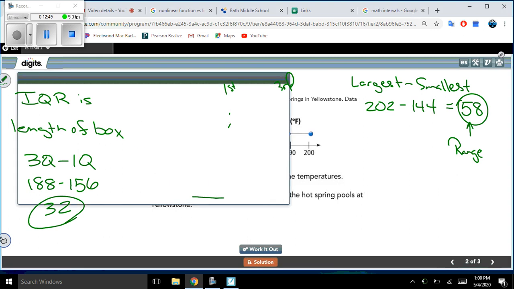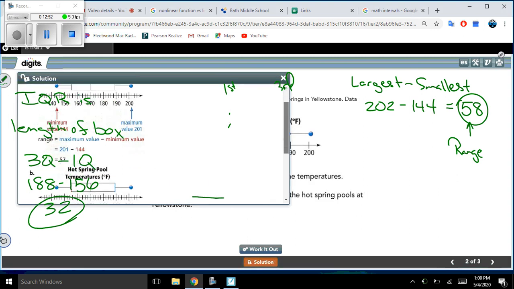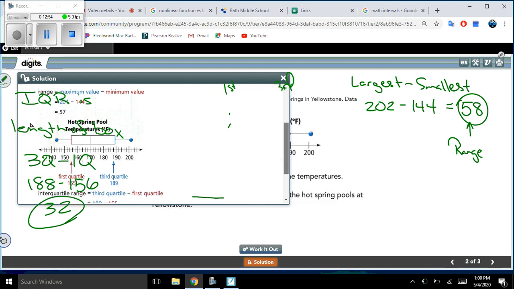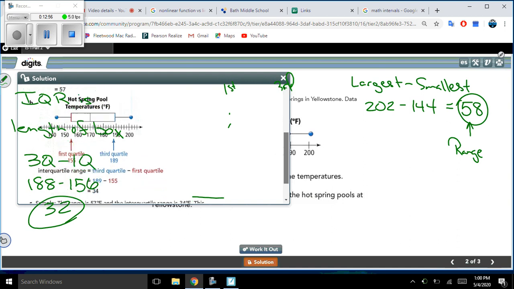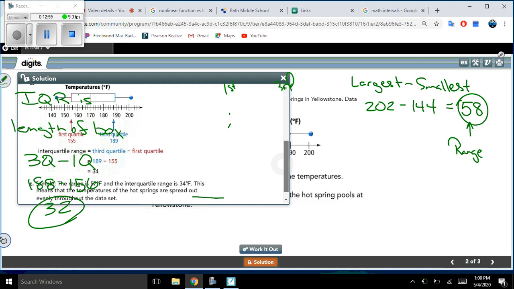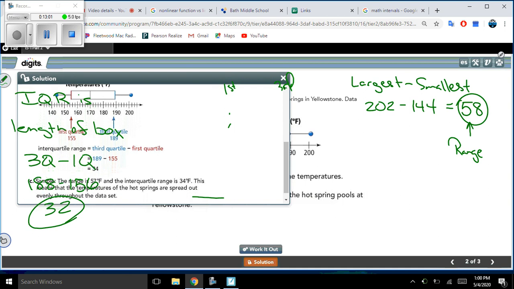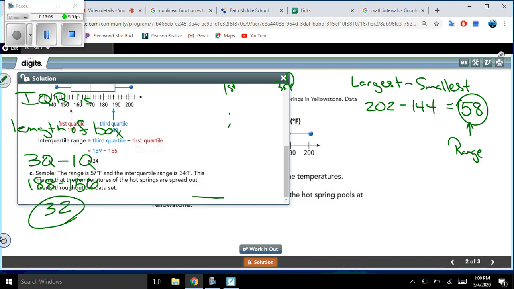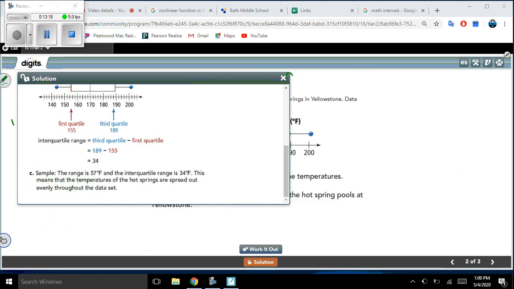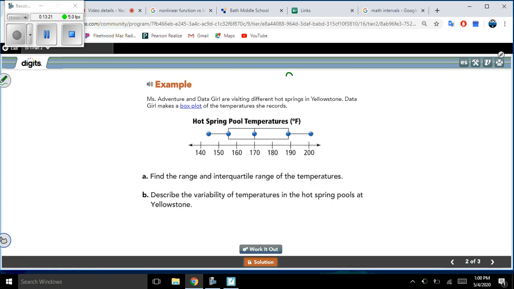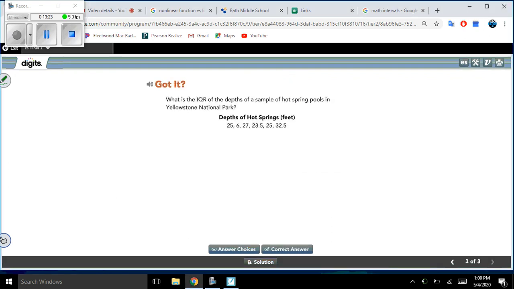Okay, let's take a look at what their solution is here. They said max of 201, 144, so they're at 57, we're at 58. They said 189 minus 155, which they said is 34, we said 32, so we're close. And so basically we're saying that the temperatures in the hot springs are spread out evenly throughout the data set, okay? Which is pretty much what we stated without their help.